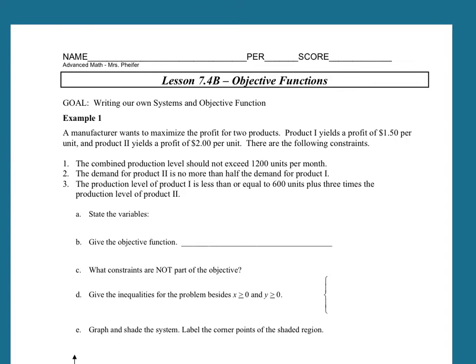All right, let's look at this first example. A manufacturer wants to maximize the profit for two products. Product 1 yields a profit of $1.50 per unit, and product 2 yields a profit of $2 per unit. These are the following constraints. The combined production level should not exceed 1,200 units per month. Number 2, the demand for product 2 is no more than half the demand for product 1. And finally, the production level of product 1 is less than or equal to 600 units plus 3 times the production level of product 2.